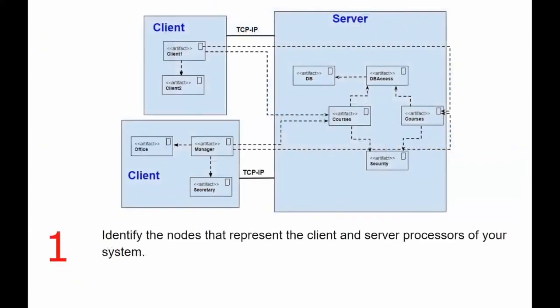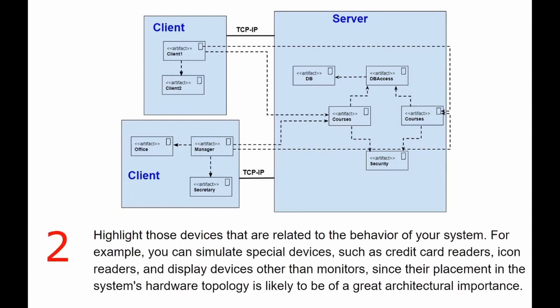Identify the nodes that represent the client and server processors of your system. Highlight those devices that are related to the behavior of your system. For example, you can simulate special devices such as credit card readers, icon readers, and display devices other than monitors, since placement of the latter in the system's hardware topology is likely to be of great architectural importance.